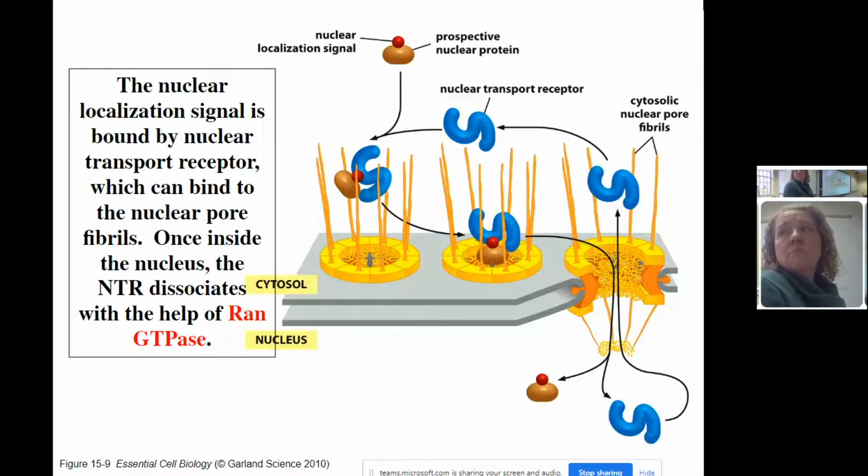You said pick up in the cytoplasm and drop off in the nucleus. That's its only job so far. Pick up anything out here that's got a nuclear localization sequence that you can bind to. Drag it into the nucleus. Have it ripped away from you by RAN GTPase. Go back out and pick up some more. So that system, that's how proteins get into the nucleus.